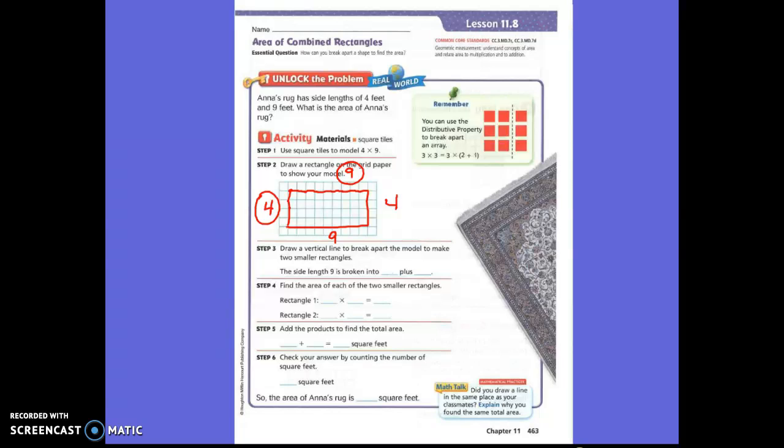But they don't want you to just multiply 4 times 9. They want you to draw a vertical line to break apart the model into smaller rectangles. Remember, this is like what we did with multiplication when we made arrays before. We would split the array so that it would be easier numbers to multiply by. So they say split 9. What would you split 9 into? What are 2 numbers that are easier to multiply by?